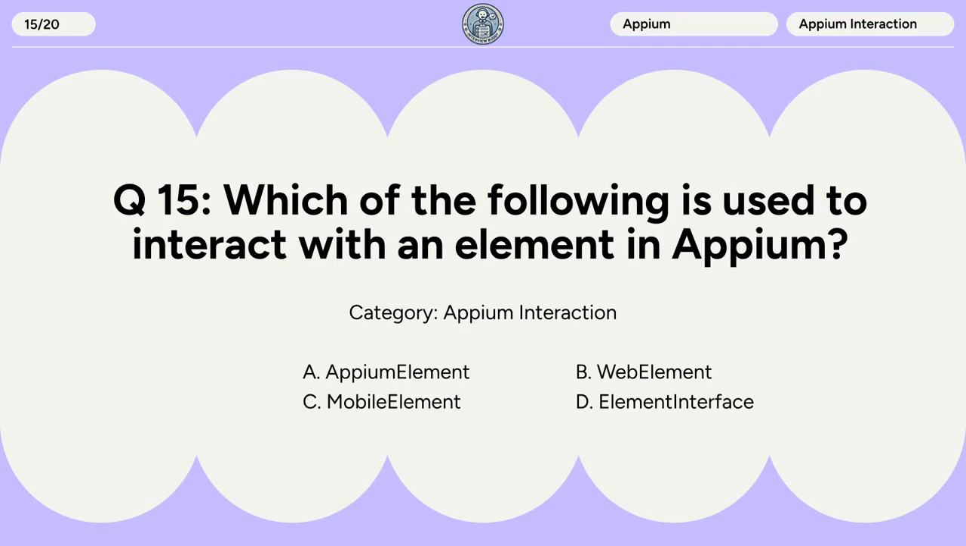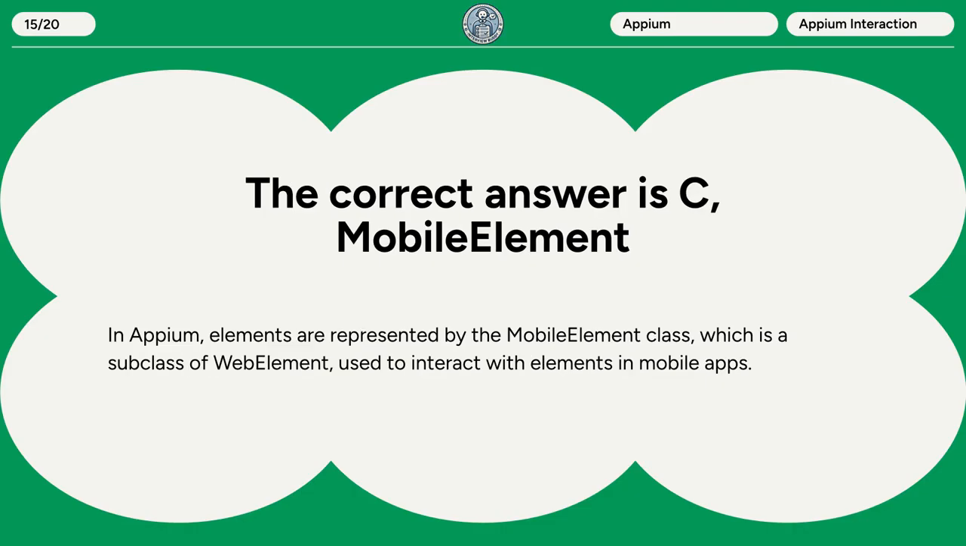Question 15. Which of the following is used to interact with an element in Appium? A. Appium element. B. Web element. C. Mobile element. D. Element interface. The correct answer is C. Mobile element. In Appium, elements are represented by the mobile element class, which is a subclass of web element, used to interact with elements in mobile apps.